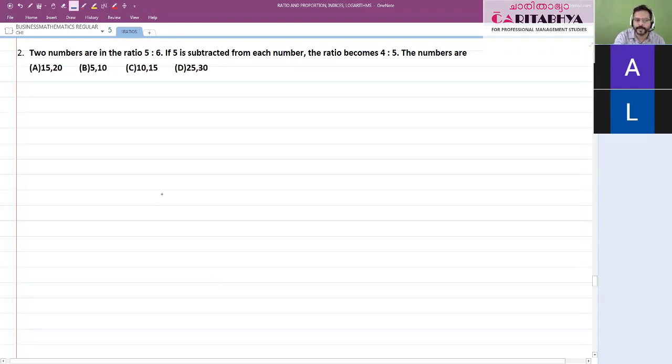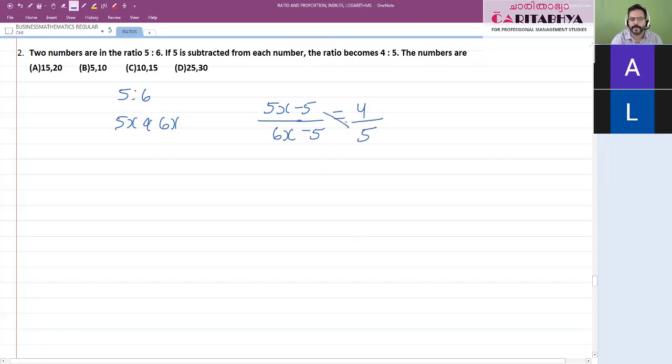Now try the answer. Two numbers are in the ratio 5 is to 6. That means the simplest form is 5 is to 6. Let 5x and 6x be the numbers. Therefore, the ratio is 5x divided by 6x. From each term 5 is subtracted, minus 5. Then the ratio becomes 4 by 5. Cross multiply. 5 into 5x minus 5 equal to 4 into 6x minus 5.